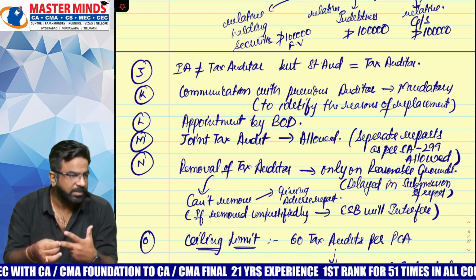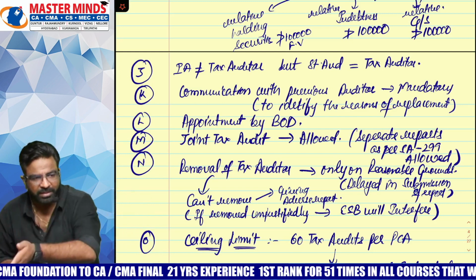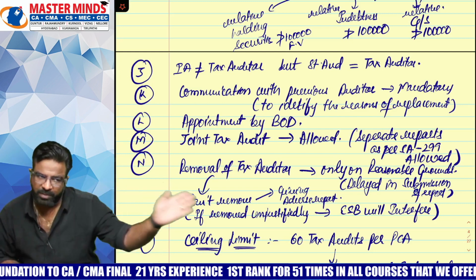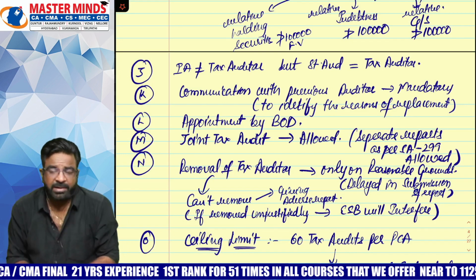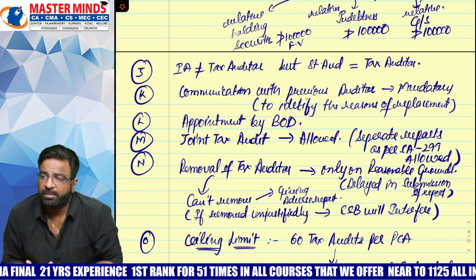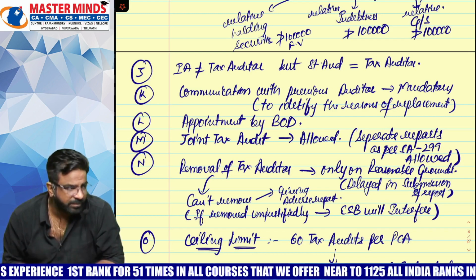So tell me, if the tax auditor is being changed from one year to another year, the new tax auditor must communicate with the old. Otherwise, you are guilty under 8-1-1. What is 8-1-1? Clause 8, Part 1, Schedule 1. Is it clear, everyone? Okay. Next point.